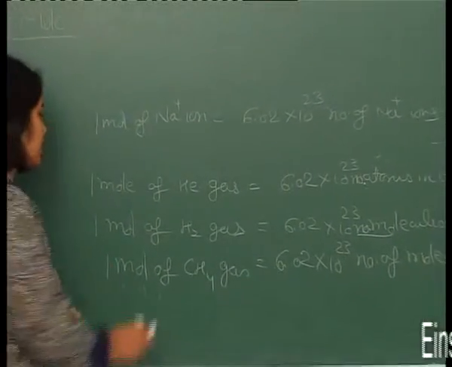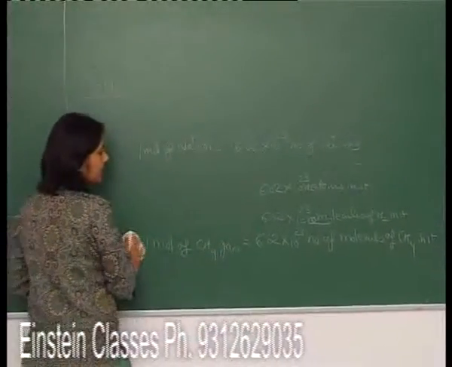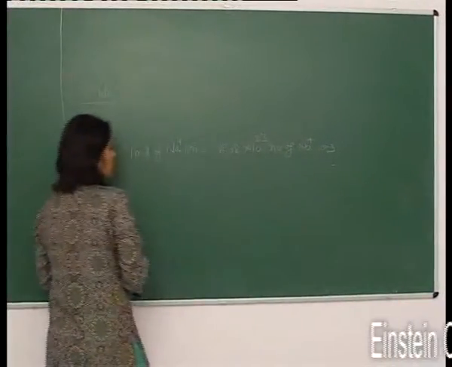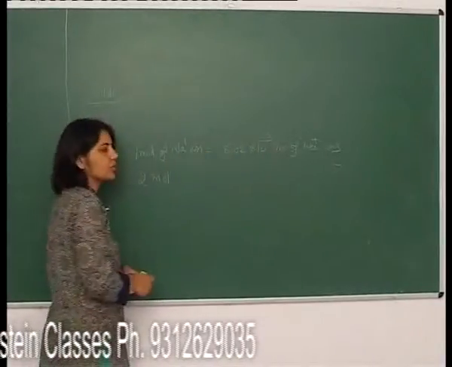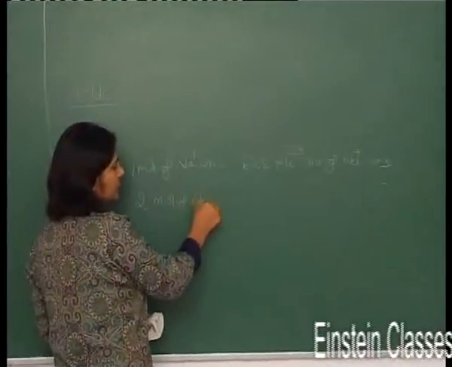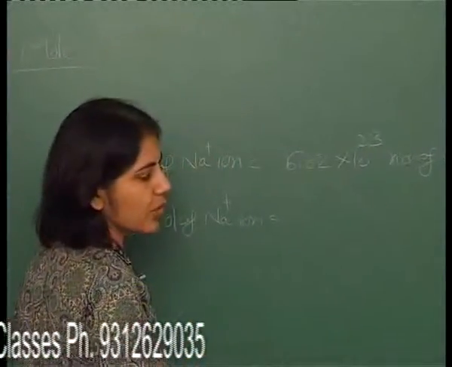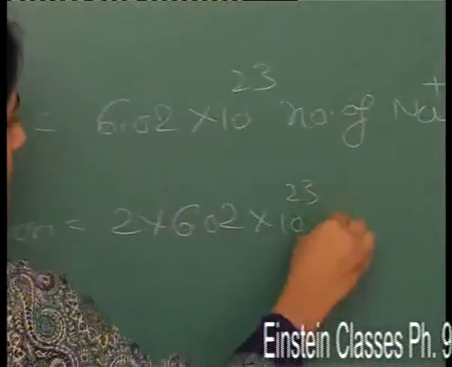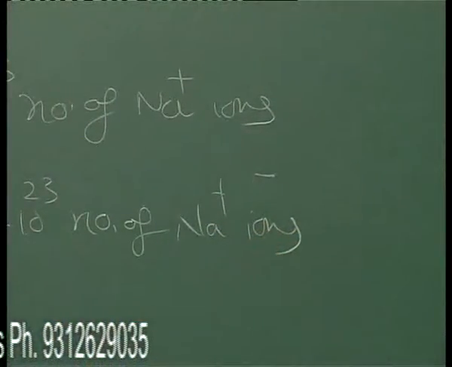Now my next concept is, if we are taking 1 mole of Na+ ion and it contains 6.02 × 10^23 ions, so it means if we take 2 moles, 1 mole has 6.02 × 10^23 ions, and if we take 2 moles of Na+ ion, what will the number of ions be? That would be twice of it. So 2 × 6.02 × 10^23 Na+ ions would be present.